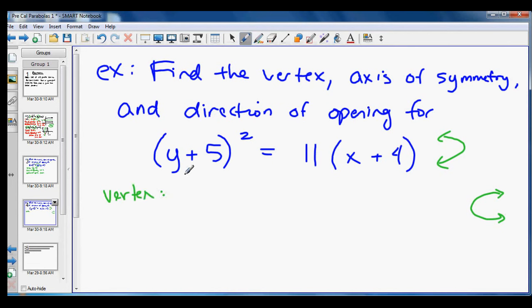Then the axis of symmetry. We look at the part that is squared. This time that's the y. So I do y equals, and I just pull the number that's in the vertex of the y. So it's y equals negative 5.